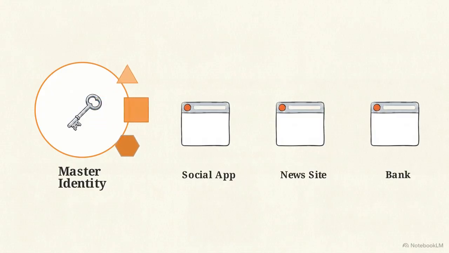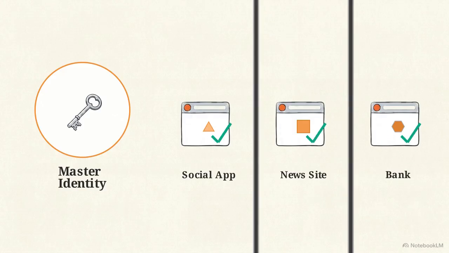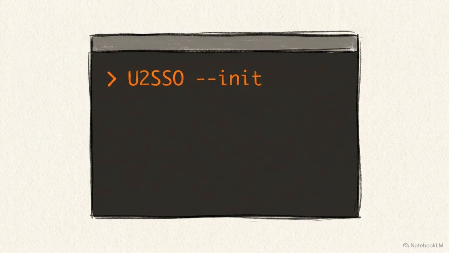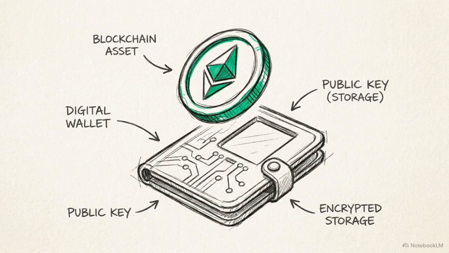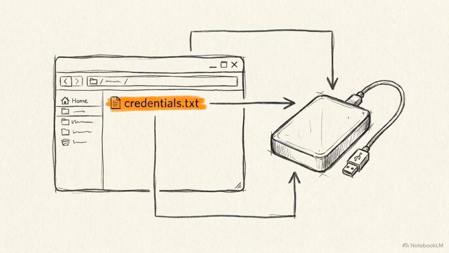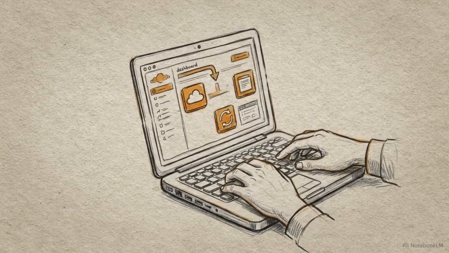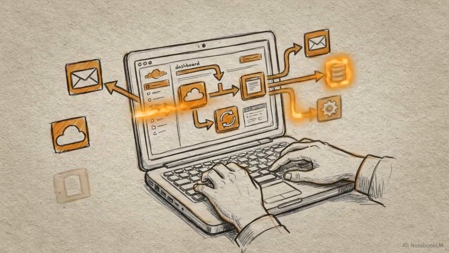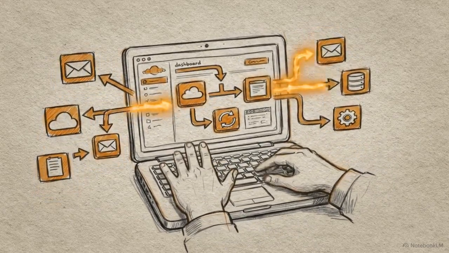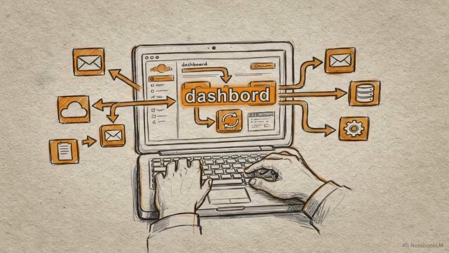It allows you to maintain a single Sybil-resistant master identity that generates unique, unlinkable child accounts for every separate application you use. To implement this system, you will need the U2SSO command line tool, an Ethereum testnet wallet for registration fees, and a secure local directory to store your credentials. By the end of the setup, you'll authenticate across platforms using your self-issued credentials rather than a corporate identity provider.